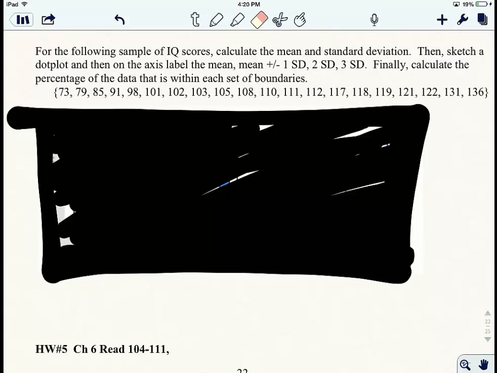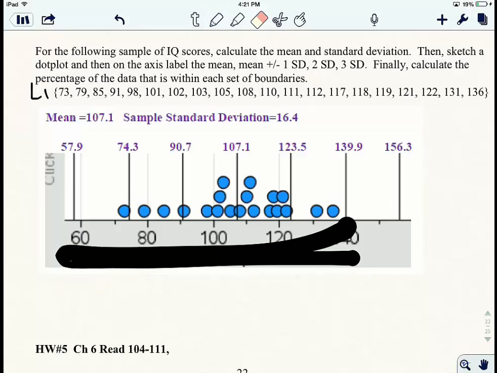I skipped the calculator instructions that we went over in class, and I'm looking at the last example on these notes. For the following sample of IQ scores, calculate the mean and standard deviation. Then sketch a dot plot, and then on the axis label the mean plus or minus 1 standard deviation, 2 standard deviations, 3 standard deviations, etc. What we could do is put this data in list 1 and do one variable stats just like we did in class, and we would find out that the mean IQ score is 107.1, and the sample standard deviation given by Sx is 16.4.